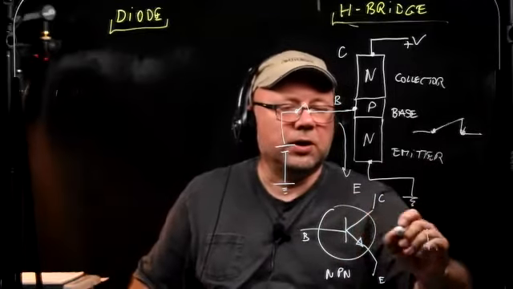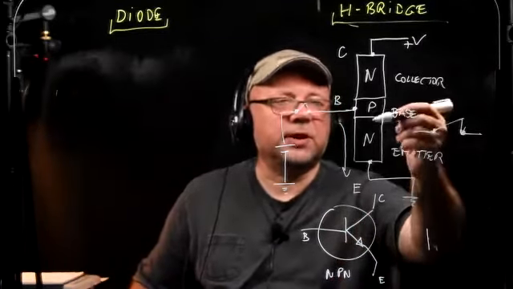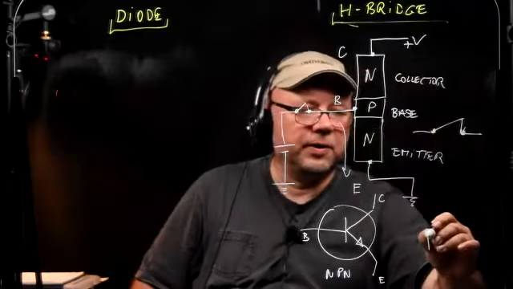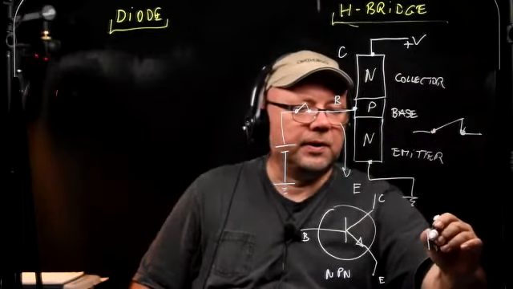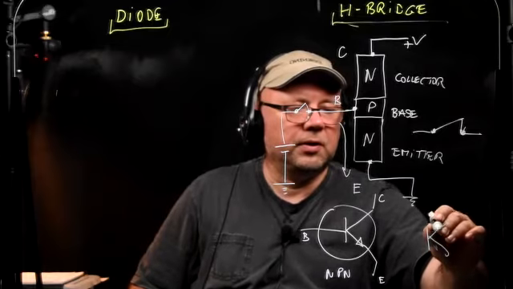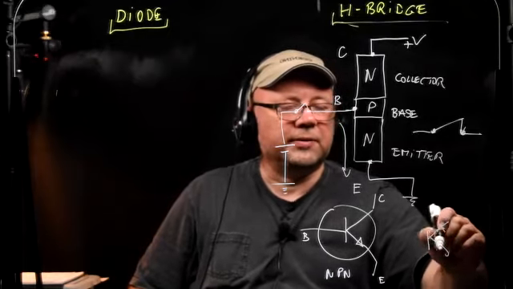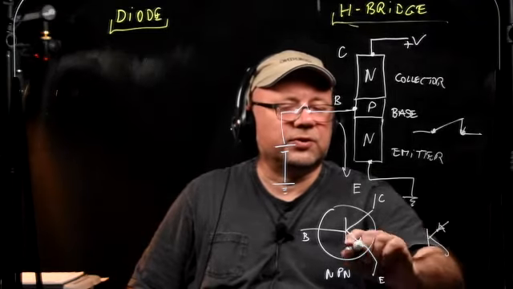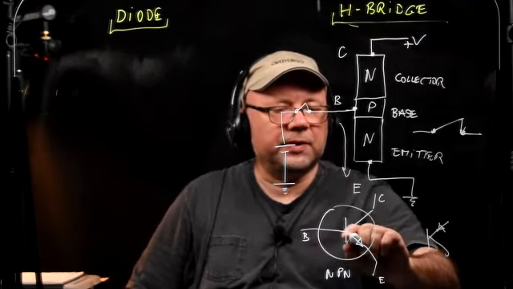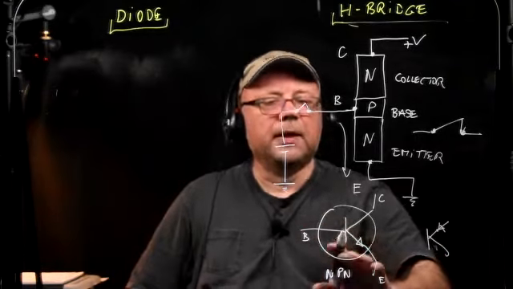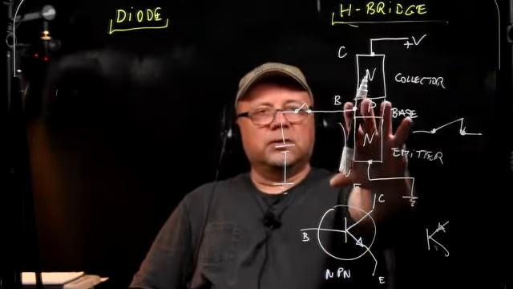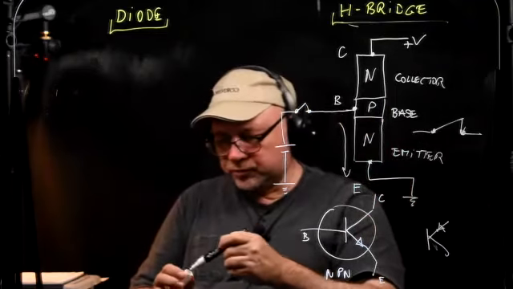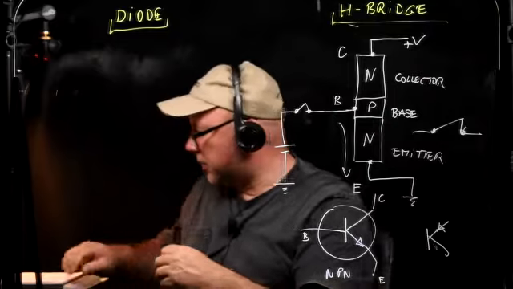Now, this is the NPN because it's NPN. You can use also PNP, and we have to bias a little bit different, but this would be something like that, right? So this would be emitter, base, collector. So this is just reversing the leads here, okay? But we're going to deal with the NPN right now. Okay, so we got that out of the way.